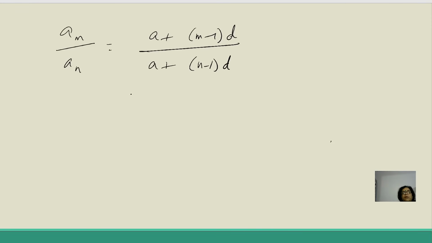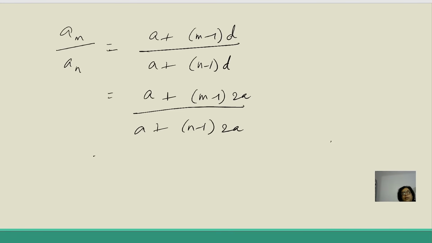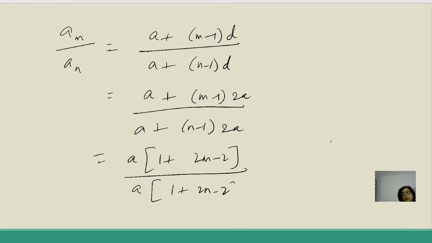d is equal to 2a from the previous part of the question solution, so we can replace it, a plus m minus 1 into 2a, and this becomes a plus n minus 1 into 2a. Taking out a common, we are left with 1 plus 2m minus 2, and denominator 1 plus 2n minus 2. So a and a will get cancelled, so numerator will be 2m minus 1 and denominator 2n minus 1. So this is the ratio of the mth to the nth terms. That is what we were supposed to prove.